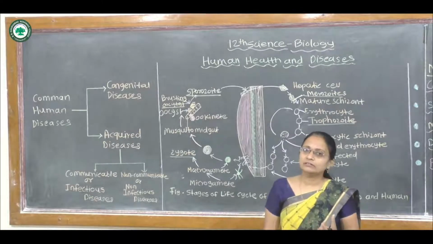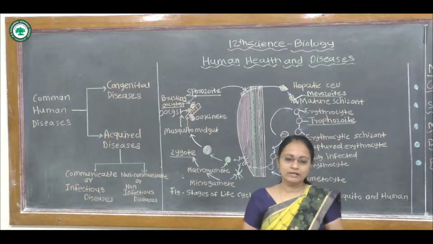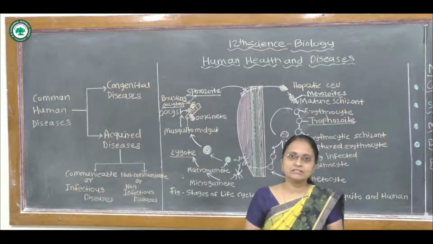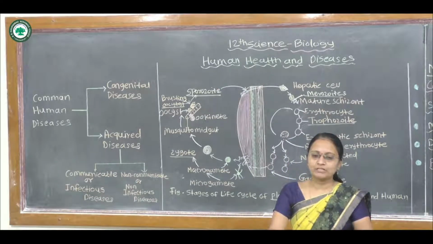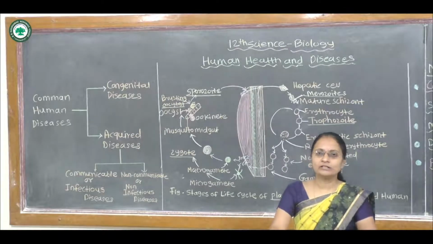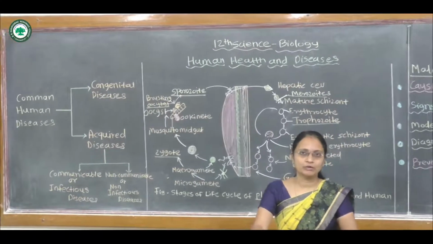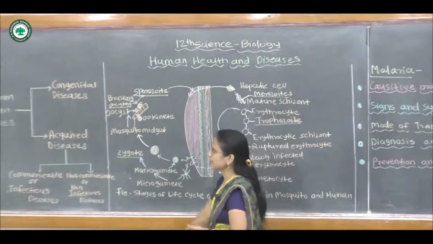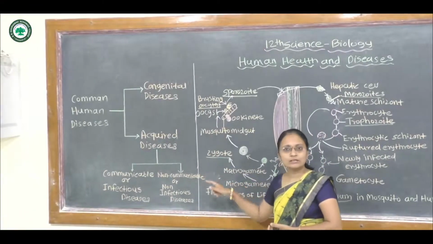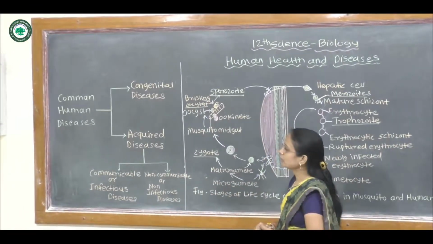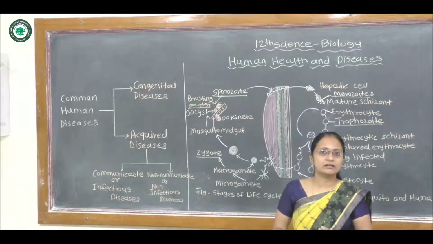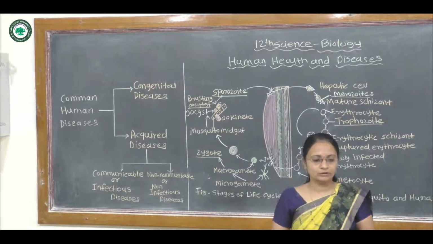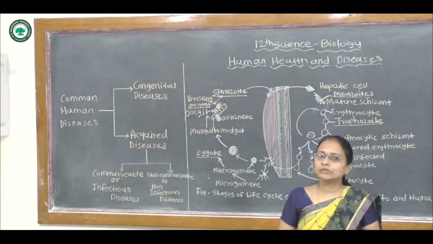However, advanced research in medical science has led to gene therapy and enzyme replacement therapy, due to which these diseases may become curable. The second type is the acquired diseases. These acquired diseases are communicable as well as non-communicable, and they develop after birth due to a pathogen.